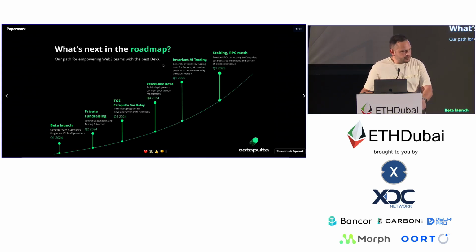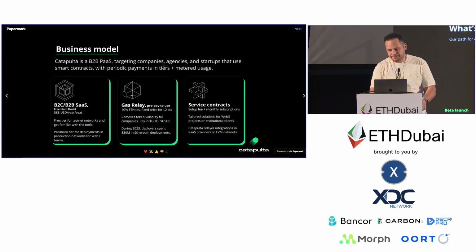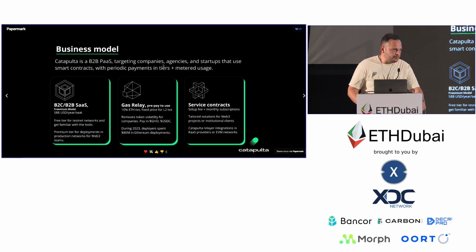So what's next? It's very simple. Two weeks ago, we officially launched our fundraise. As you can see, it's Q2, so we're way ahead of our roadmap already. In Q3, the TGE is planned for our token, which I'm going to speak about very briefly in a few seconds. Then we do the Vercel-like DevX, as I already told you before. Invariant AI testing is planned for Q1 next year, and staking and RPC mesh features are to be done also in Q1 next year.